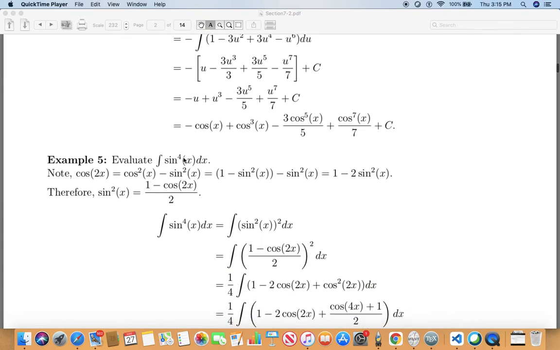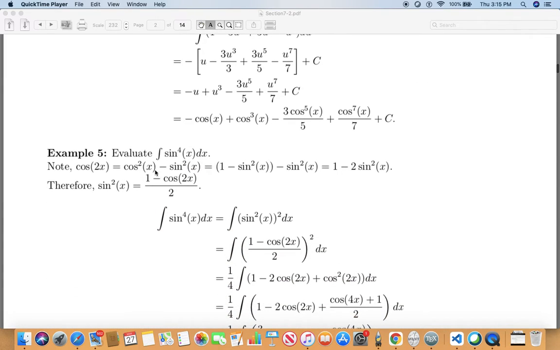The twice angle formula: cosine 2x is cosine squared minus sine squared. Now, I want sine, so I don't want cosine. So I'll replace cosine squared by 1 minus sine squared. So that 1 is here, minus sine squared and another minus sine squared is negative 2 sine squared. So that is cosine 2x. So what is sine squared x? Sine squared x is 1 minus cosine 2x, the whole over 2. You can check, right? Use this with this and solve for sine squared.